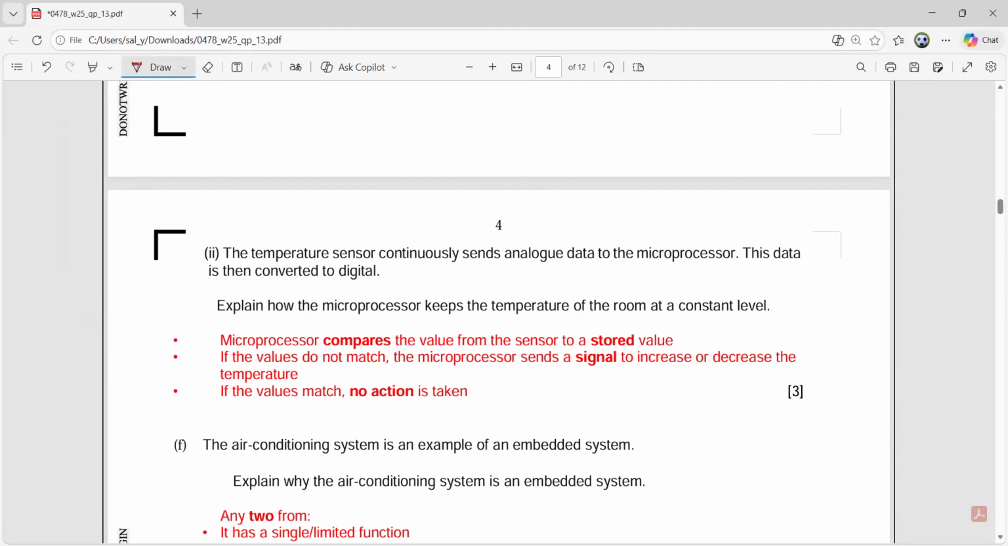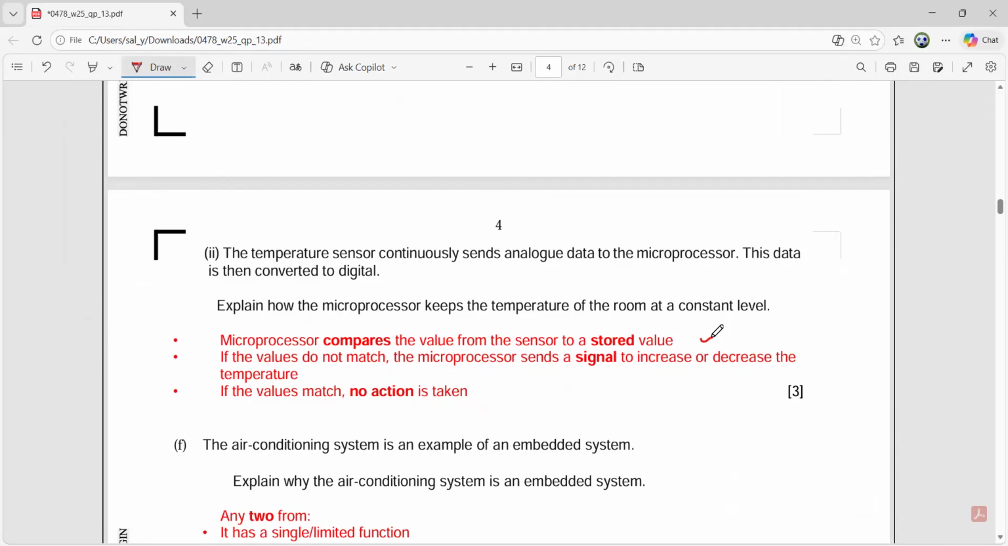So the microprocessor is going to compare the values from the sensor to the stored value. Like, for example, in this case, if the stored value is -5, it will keep on comparing the current value that is sent from the sensor to the stored value. If the values do not match, the processor sends a signal to increase or decrease the temperature. Now, this is just an example. Maybe the temperature is a little higher than the requirement, so it will definitely perform the process of decreasing. So it is going to be something simple.